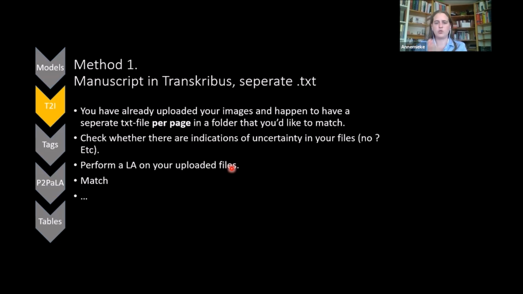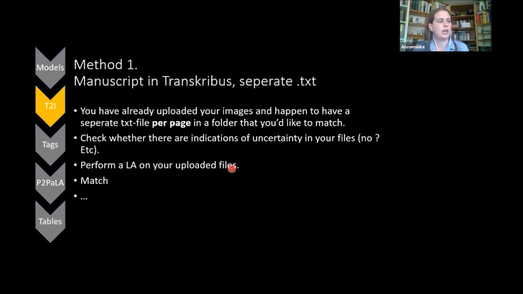So you need individual text files per page. Most of the time you give an indication already, as in this is the transcription of page 1, or this is folio or recto verso, or something you indicated in your document, and you can train the computer to separate the files. And again, check whether there are uncertainties, so question marks and these kinds of things should be removed unless it's a question mark from a sentence. And then you already perform the layout analysis on the uploaded files, and you go and match these.